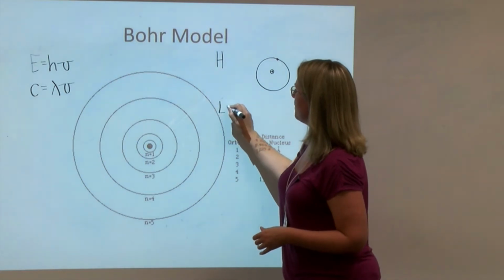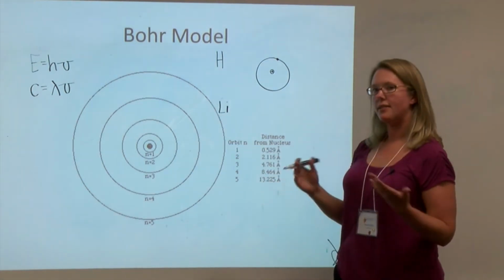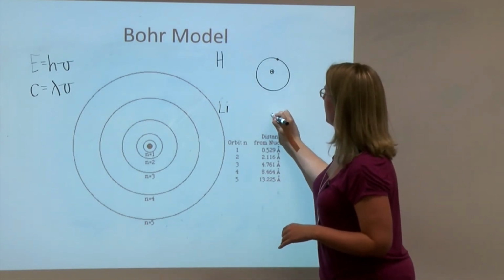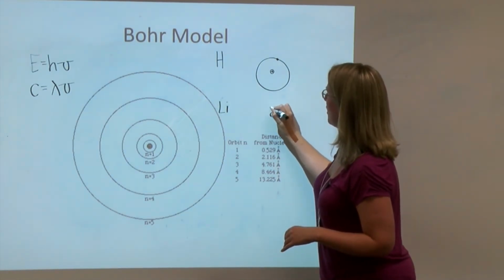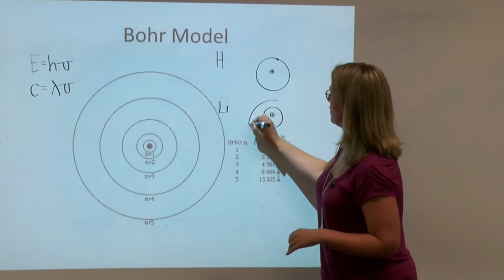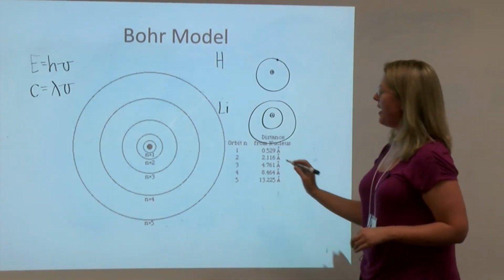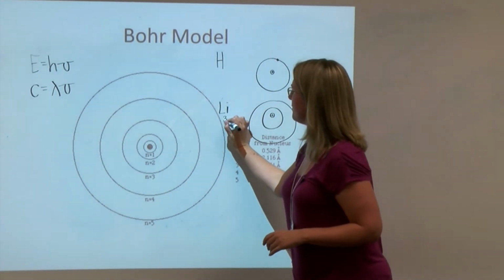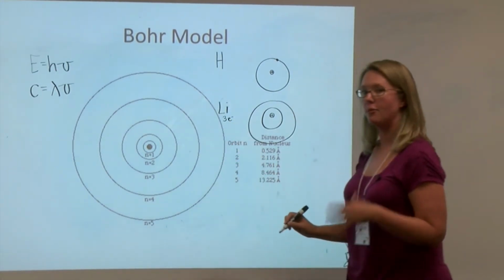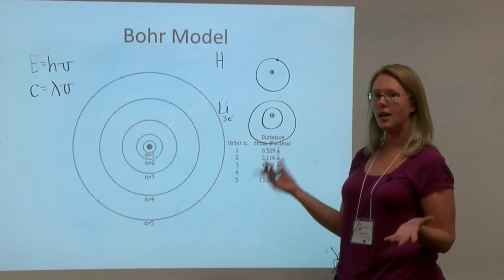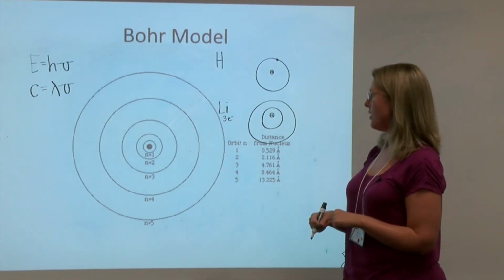Let's go to lithium. So if you notice on your periodic table, lithium's in the second row. And so to start my Bohr model, second row, I'm going to draw 2 circles. Okay? And then you look, lithium has 3 electrons. Okay? It's number 3 on the periodic table. That means the atomic number is 3, so 3 protons. Since it's neutral, 3 electrons.